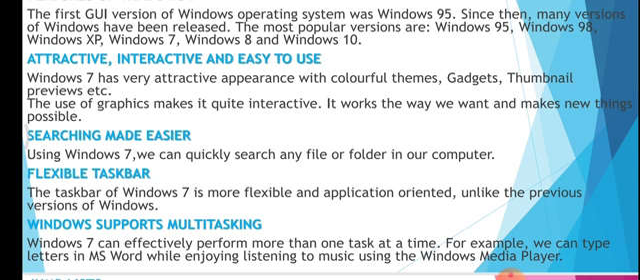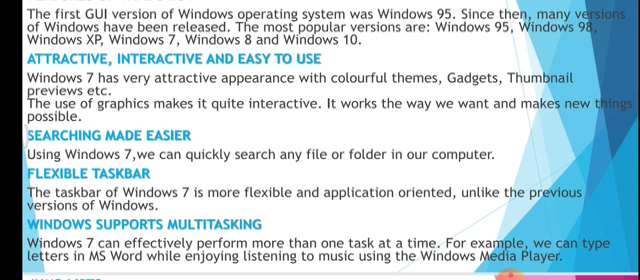Okay, dear students, using Windows 7 it is very easy to open an application by seeing its icon. Searching made easier. Using Windows 7, we can quickly search any file or folder in our computer. Flexible taskbar. The taskbar of Windows 7 is more flexible and application oriented, unlike the previous versions of Windows.